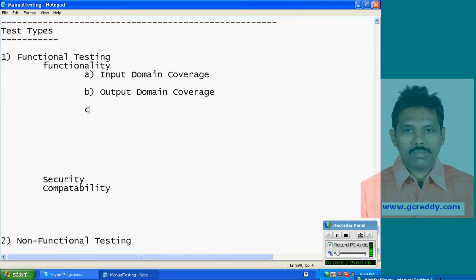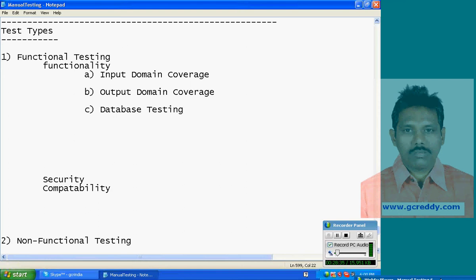Next important coverage, database testing. See, this database testing is nowadays an independent concept. Database testing is not only part of functional testing, it is also part of performance testing.